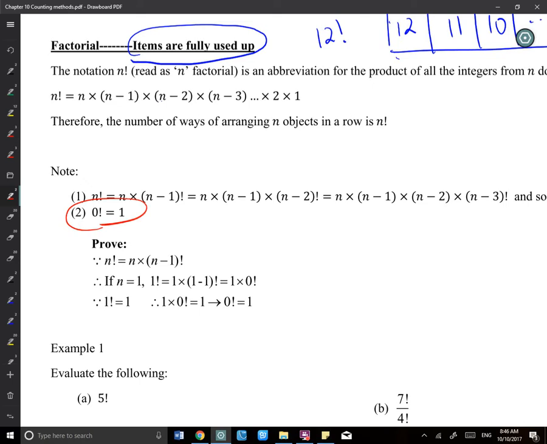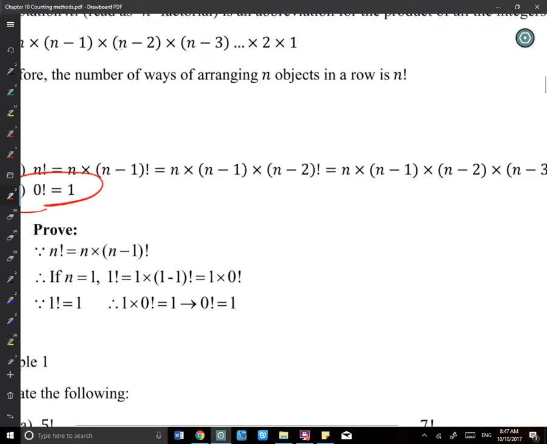I have formulas to prove it, but I don't really like the formula proof. It just confuses you a lot. So you can just think about it this way. I want to rearrange 0 things. Nothing here. How many ways can I rearrange it? 1 way. We do nothing to it. It still looks like that. That's only 1 way. So 0 factorial is 1.